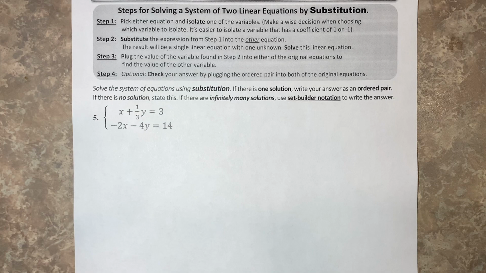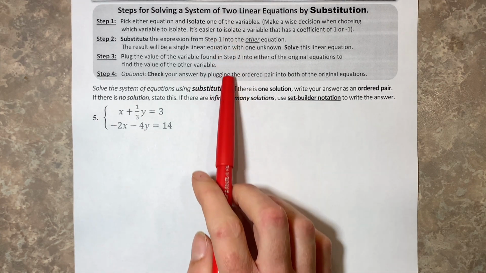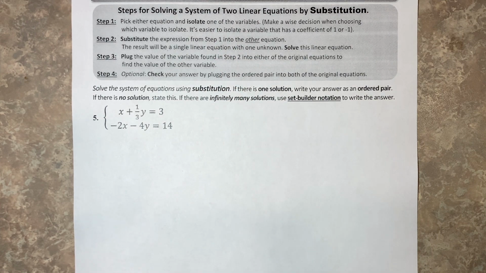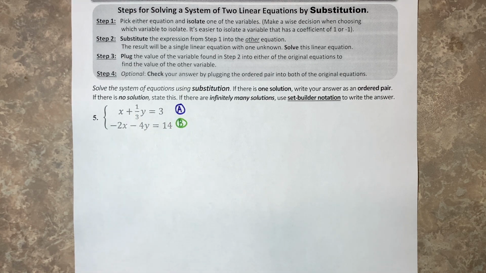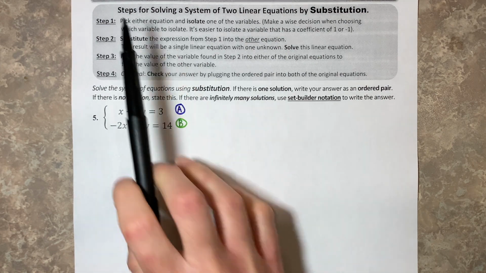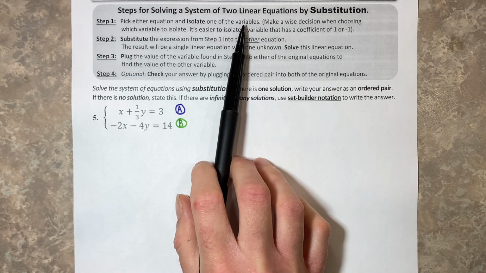So let's take a look at how to solve a system of equations using substitution. I've typed out the steps that we'll be using right here, and we'll follow each of these steps one by one. I've labeled my equations A and B just to help us keep organized. Now for the first step, we want to pick either equation and isolate one of the variables.